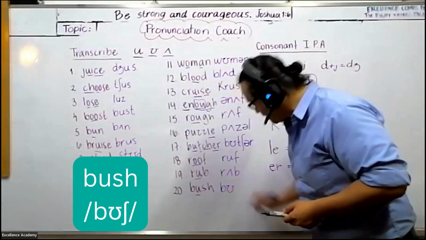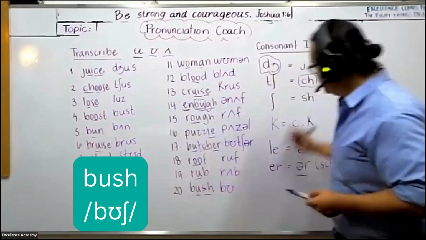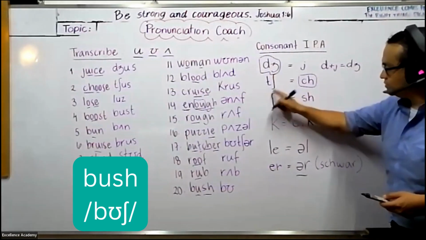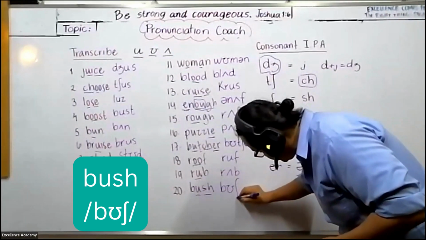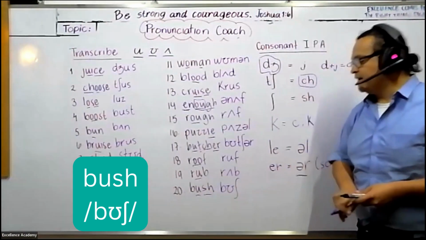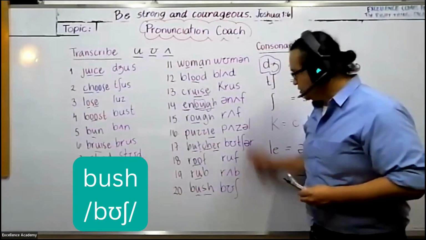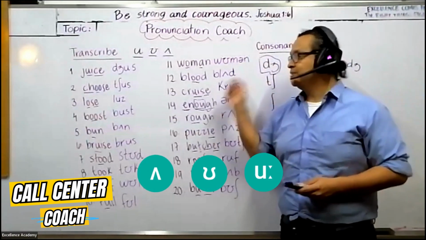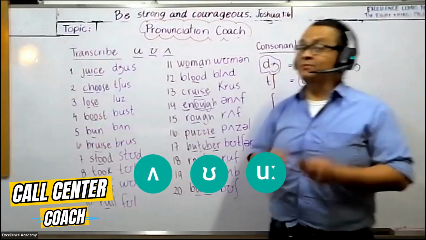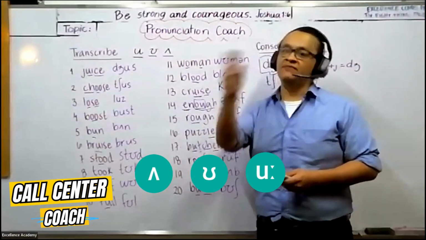We'll use a proper IPA. We have SH. We know how to transcribe the SH, which is this long S. So we're going to write it like this. With practice, you'll get it. And now we have bush. Bush.